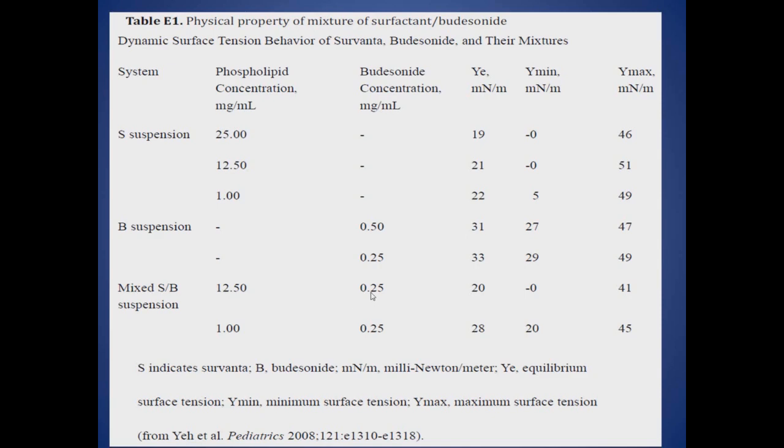1.25 with 0.25 milligram per ml of surfactant. Apparently, their mean surface tension, no difference at all. This ratio is about 50 to 1. As far as the surfactant and budesonide concentration ratio more than 50, apparently there's not much difference. The addition of budesonide doesn't really affect significantly the biophysical properties of surfactant.